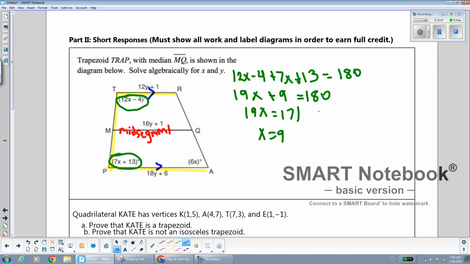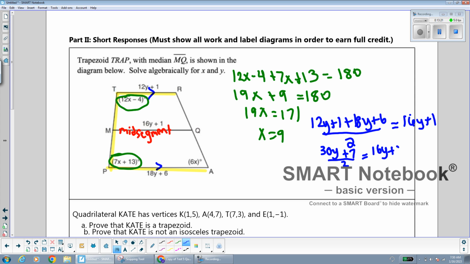So I'm going to make an equation that says if I take base 1 and base 2, and I add them together and divide them by 2, if I average them, I should get the midsegment. Combine my like terms really quick. So that's 12 plus 18, which is 30, plus 7 over 2 is equal to 16y plus 1.